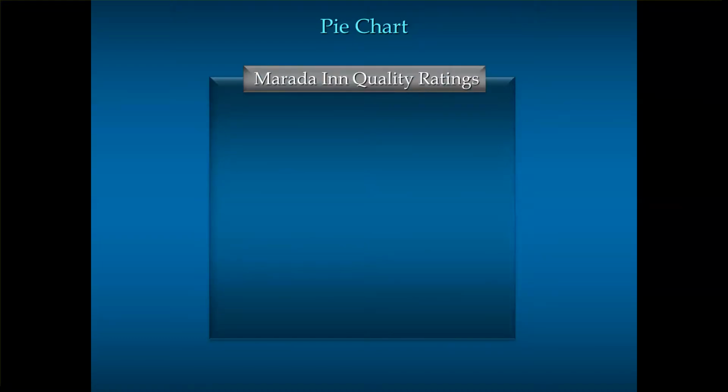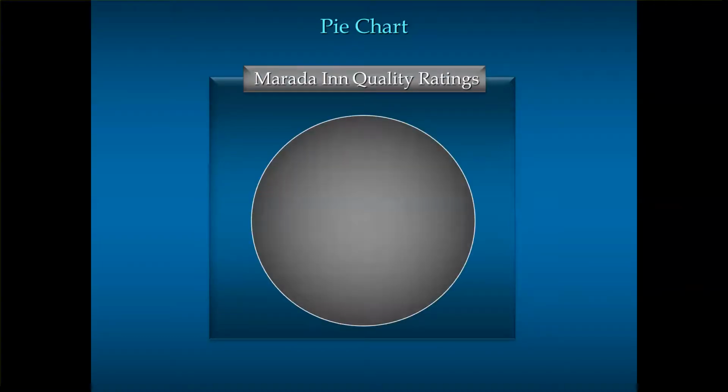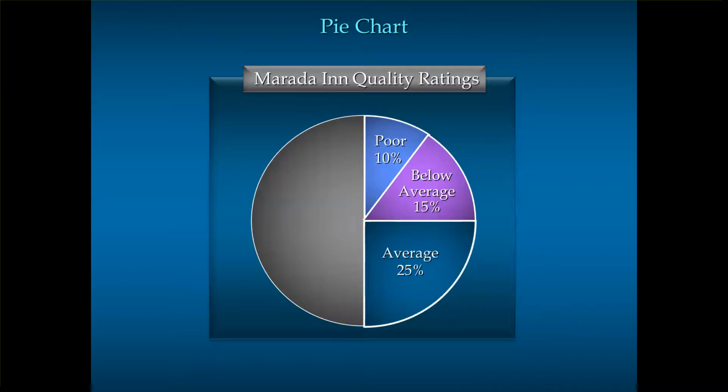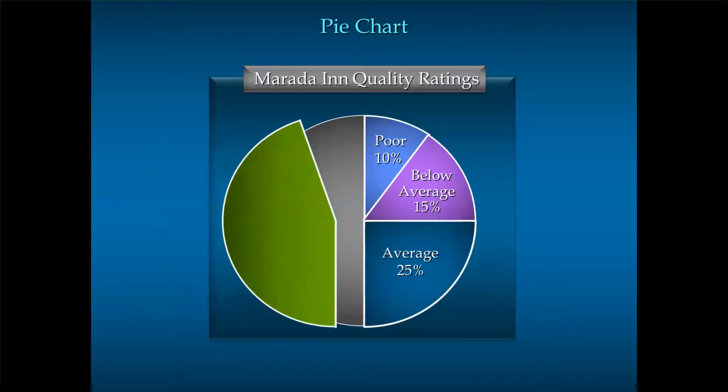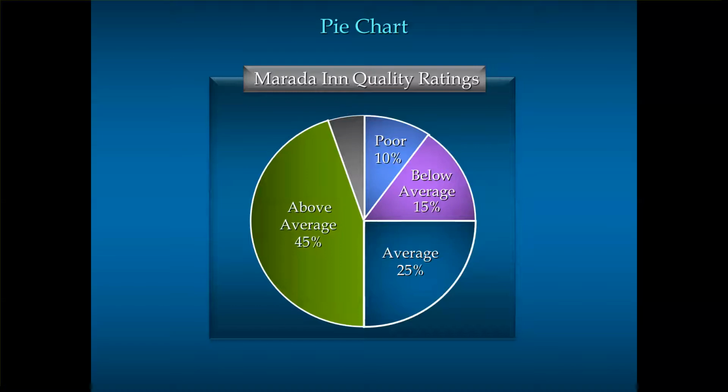Please look at the Miranda Hotel quality rating example. Now we are creating our pie chart. Since we already calculated the relative frequency distribution, we know 10% of the consumers rated the hotel as poor. But 40% rated it above average, which is a big portion. And only 5% of customers rated Miranda's quality as excellent.